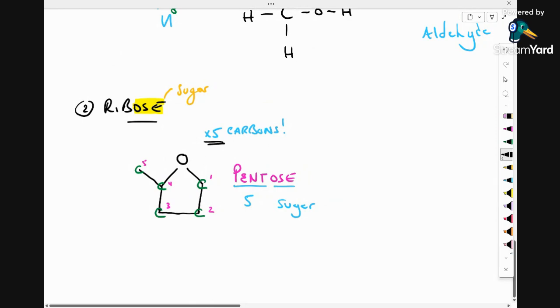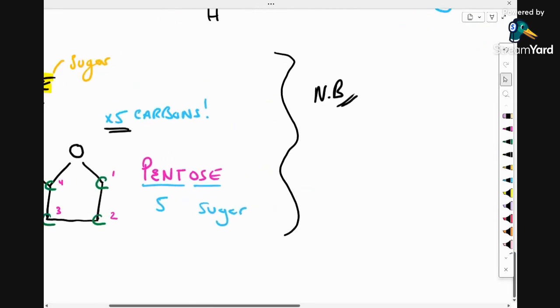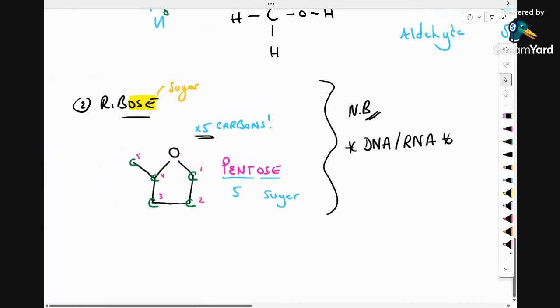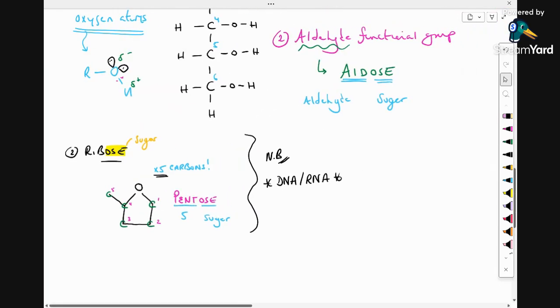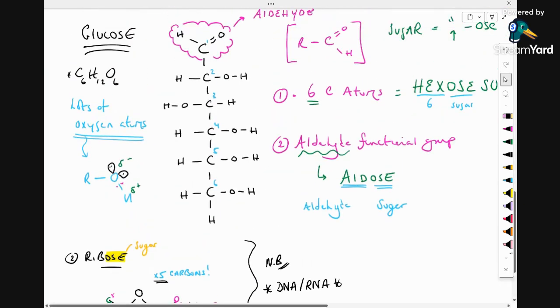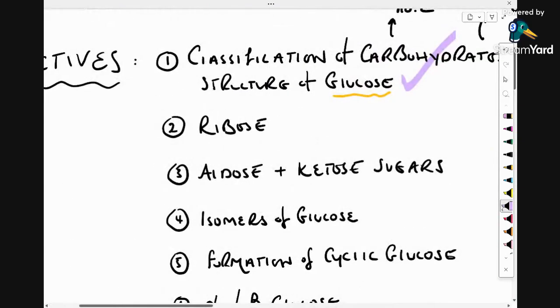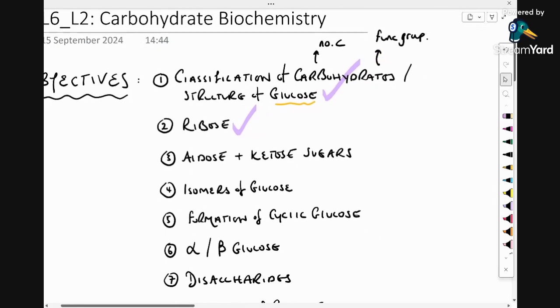I'm going to park ribose there, and I'm just going to put a nota bene here that we will come across this when we look at DNA and RNA structure. So we will go into a lot more detail in a subsequent topic. For now, just know that this is yet again another sugar, but in this case, it is a 5 carbon sugar rather than a 6 carbon sugar. That's all you need to keep in mind for now, for this topic. So hopefully that was fairly quick. So ribose now ticked off.